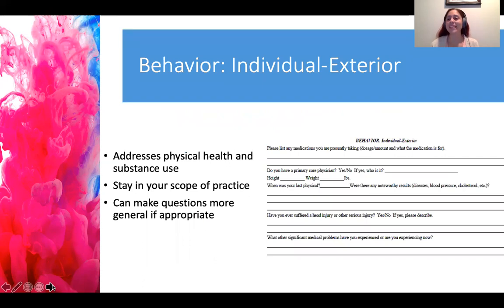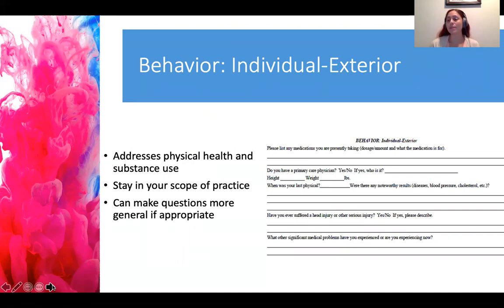All right, the next section, behavior, individual, exterior, is assessing physical health and substance use history for the client. Note that some of this section does get into far more detail than we might necessarily need as MFTs, so it would be appropriate to skip some of the questions. For example, I would skip the question that asks about use of nutritional supplements and vitamins. This goes a bit out of my scope of practice and isn't super relevant to their mental health, so I would probably skip that one.